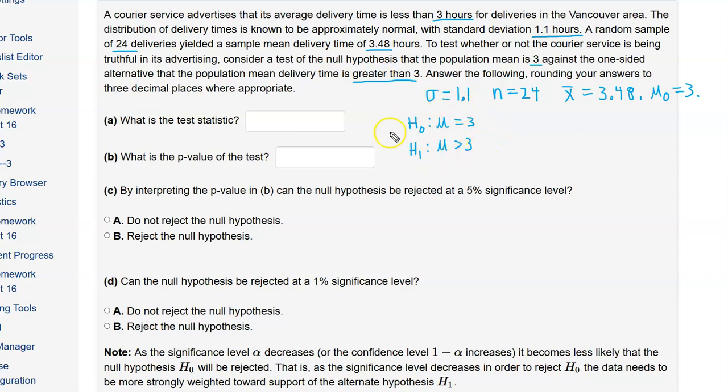So you see, the way we have this hypothesis test set up is if we support the alternate, which is equivalent to rejecting the null, then we would say that the data does not support the claim that the average delivery time is less than 3 hours. So that's the way this is set up. Now you might wonder, why do we set it up like this and not like this?